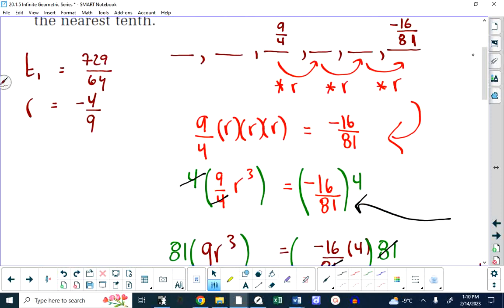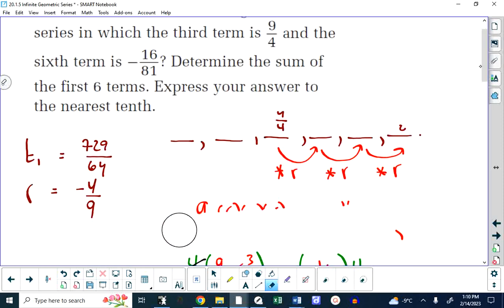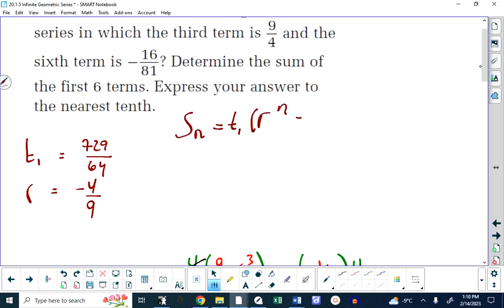What are we asked to find? Well, thankfully, we're given permission to use decimals now. We're asked to find S6. And I'm just going to erase this so I have some room to put it up here. I'm using Sn equals T1 times r to the n minus 1 over r minus 1. I'm going to use this information along with n equals 6 to get S6. The first term, 729 over 64.